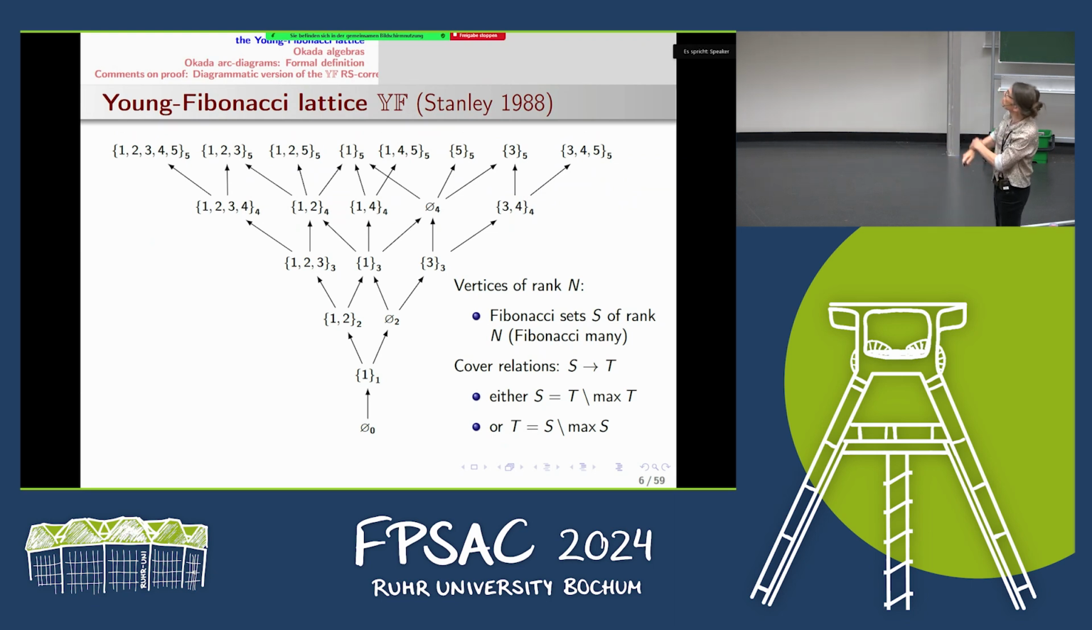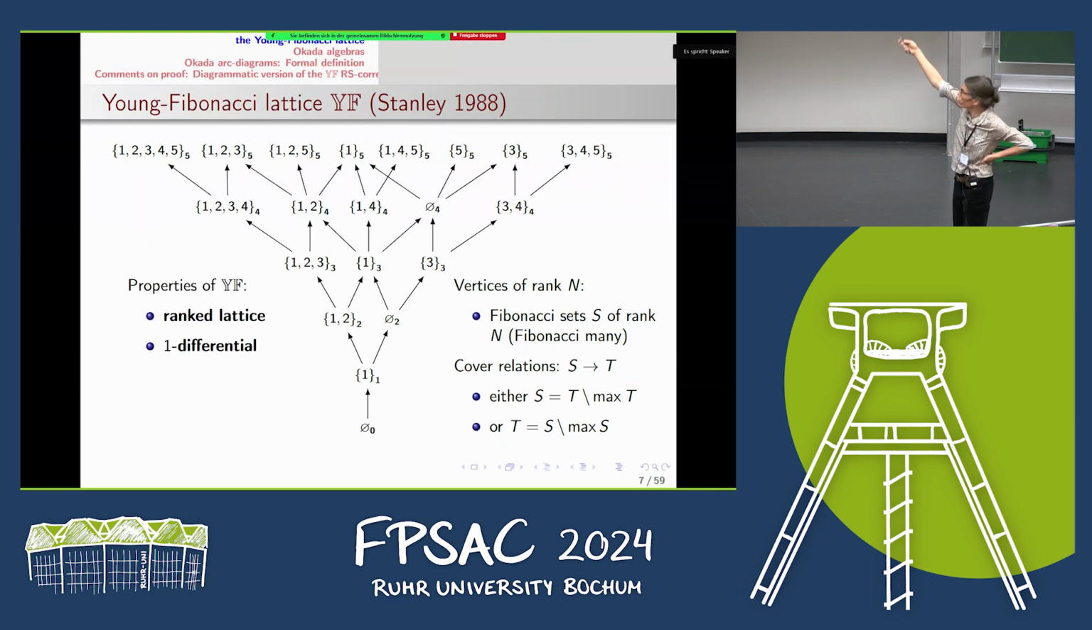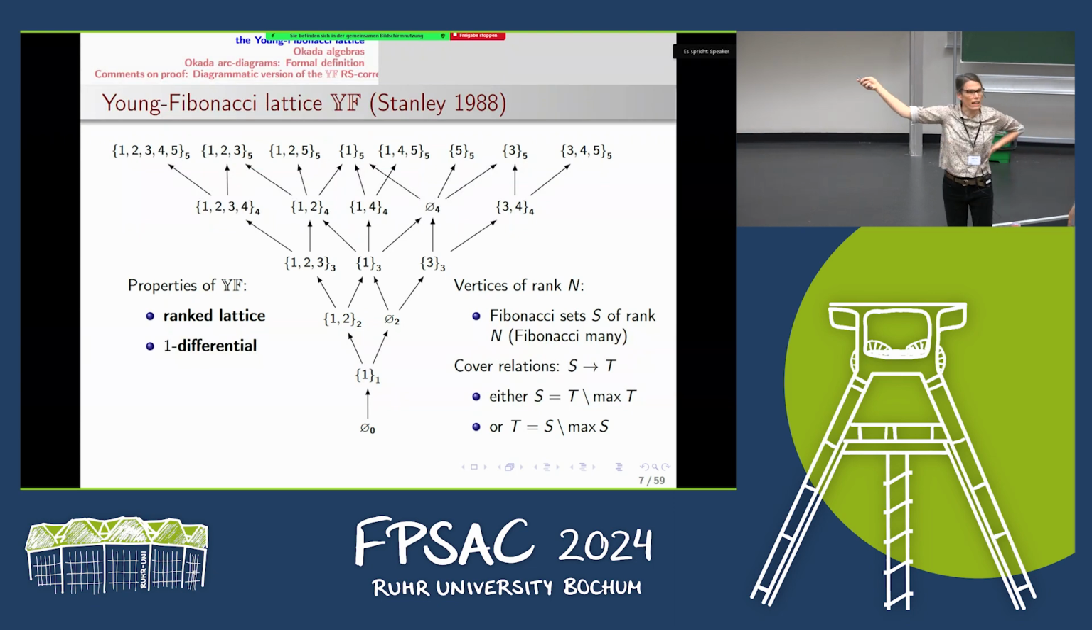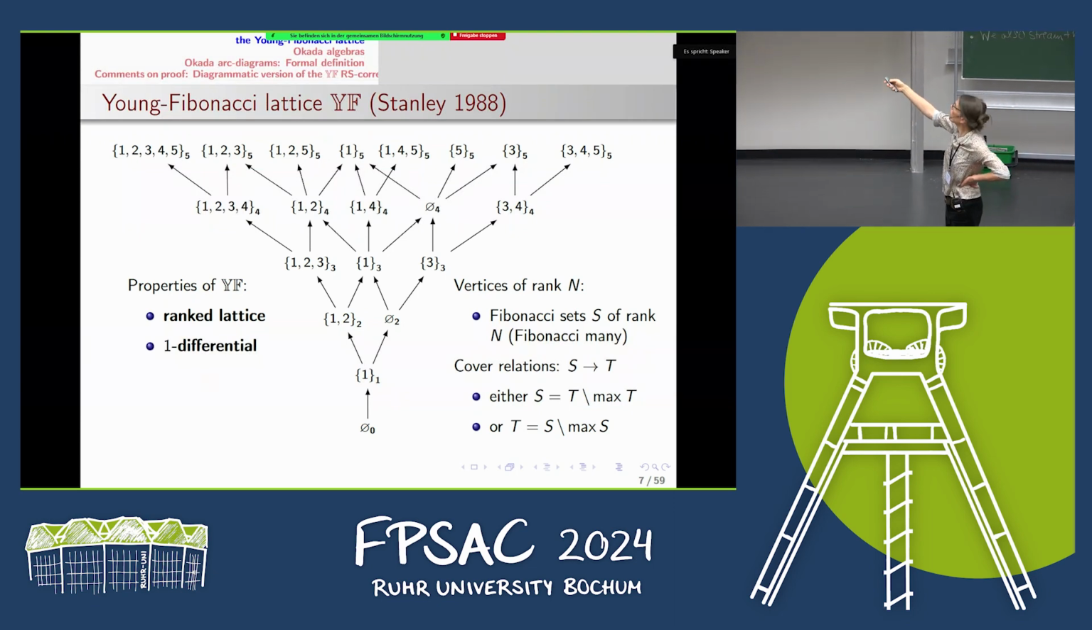And the covering relations of this poset, or if you like, the edges in this Hasse diagram, are given by the following prescription. There's a covering relation from S to T if you can get S by taking T and removing its maximal element, or vice versa. So, what are some properties? It's ranked, clearly. It's actually also a lattice. And it's also one differential in Stanley's sense.